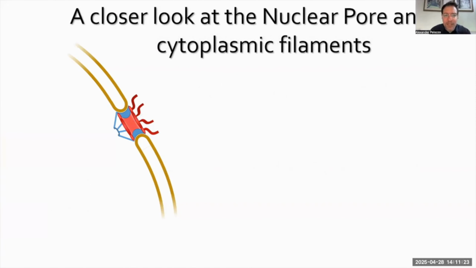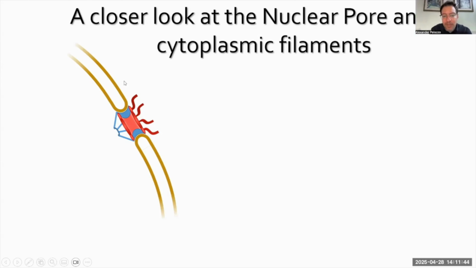If we take a closer look at the nuclear pore complex, and in particular these filaments on the cytoplasmic side of the nuclear pore. So here's a transverse view. I don't know if you can see my mouse. Maybe I should make this into a pointer. No, we can see it. You could see the mouse.